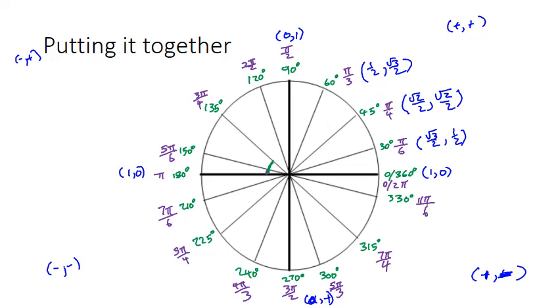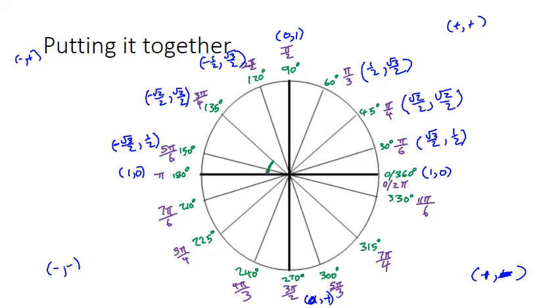So 150, which had a reference angle of 30, is going to have the same value. So it's going to have that radical 3 over 2. But in this quadrant, the x values are negative and the y values are positive. Our next reference angle for 135 was 45. So it's going to have negative radical 2 over 2 and radical 2 over 2. At 120, that reference angle was 60, so that's going to be negative 1/2 and radical 3 over 2.